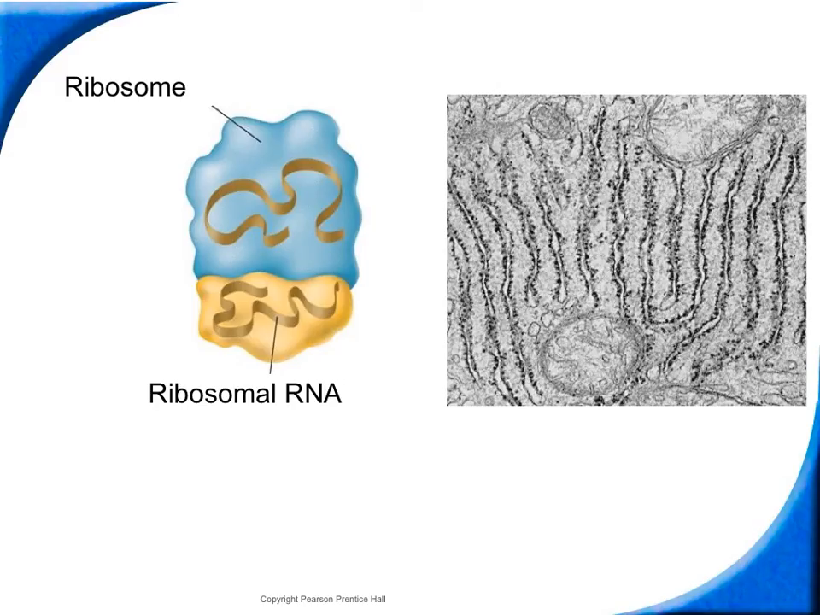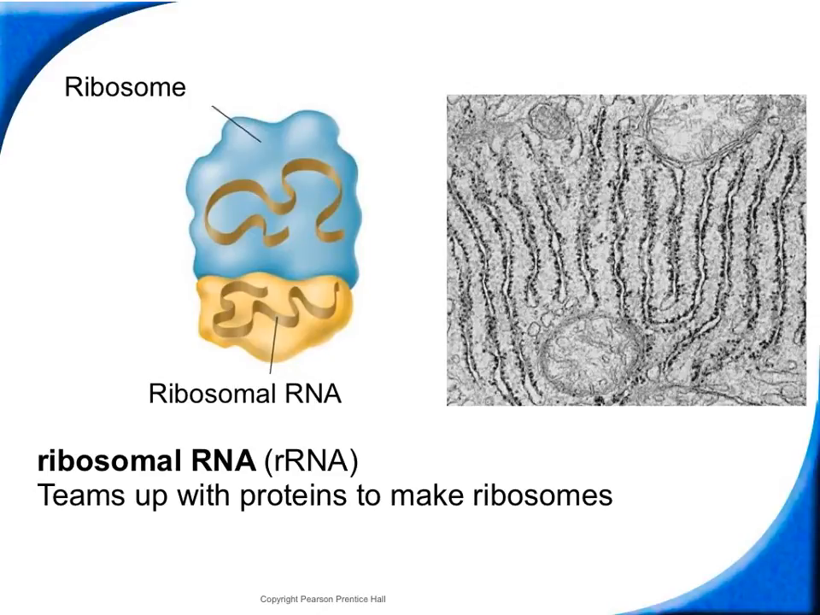The second type of RNA is called ribosomal RNA, or rRNA. And again, just from the name, you can kind of tell what it is. Ribosomal RNA makes ribosomes. And ribosomes are made out of two parts. They're made out of protein, and they're made out of ribosomal RNA. Pretty easy to remember.